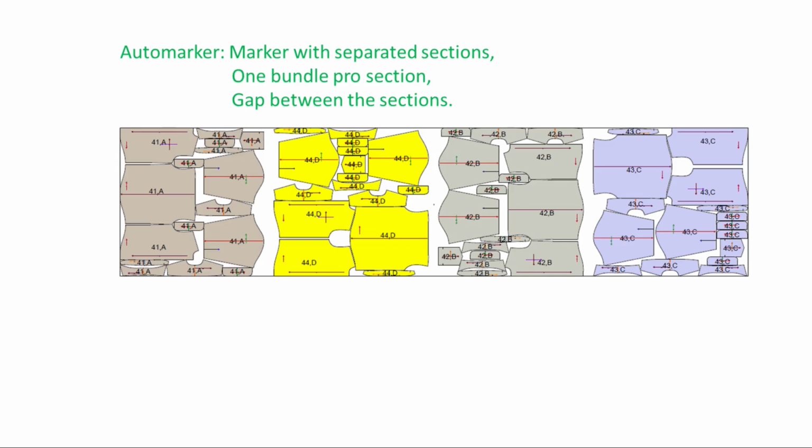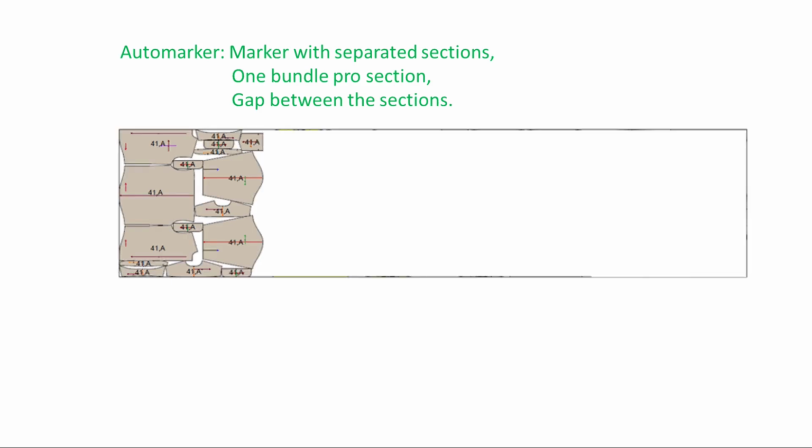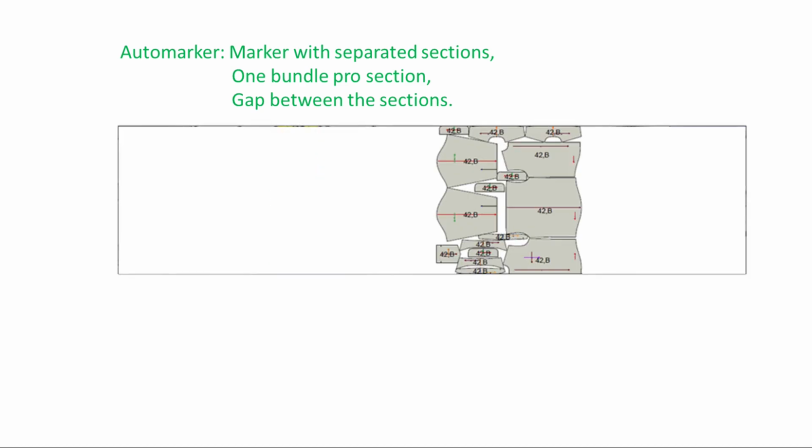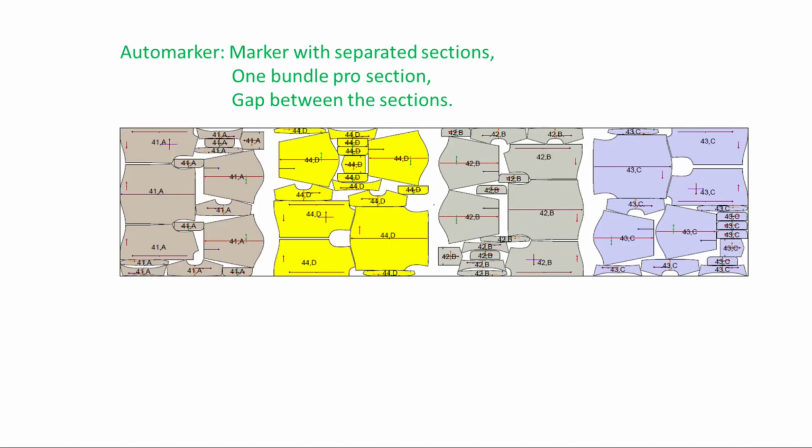Let AutoMarker lay marker by size in sections. This method is used for certain quality requests, for color and quality differences of the material, for simple sorting of pieces after cutting, or for step ply markers.